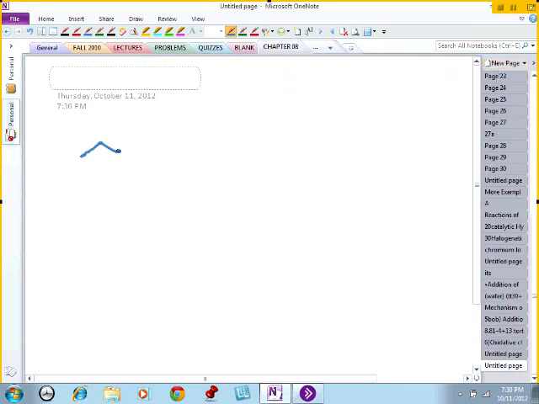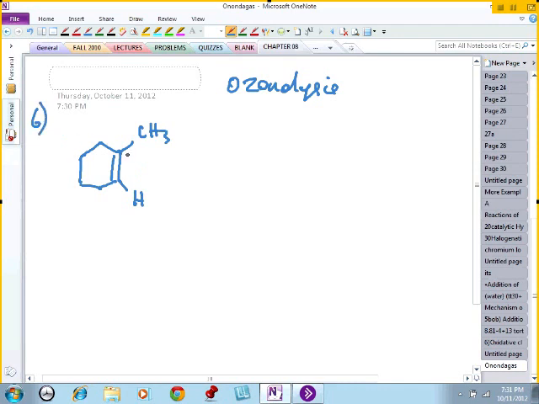Supposing you have this. Now, the reaction I've just given you is called ozonolysis. The reaction of ozone with a carbon-carbon double bond is called ozonolysis. This is number 6. Just to give you another example, supposing I give you this molecule here, and I want you to perform ozonolysis. Step 1, ozone, followed by hydrogen peroxide.